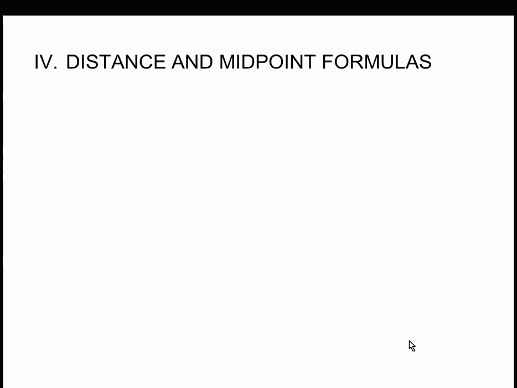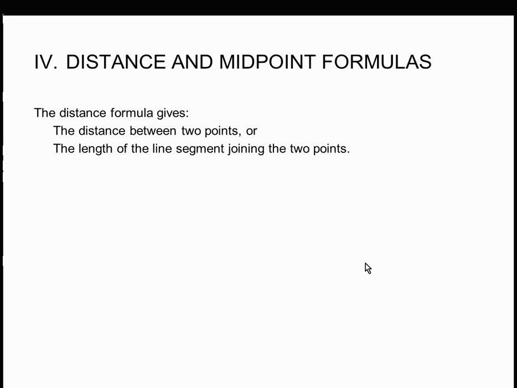Distance and midpoint formulas. Okay, they're just formulas. They're always presented together, but they're just formulas you have to use. So let's start off with the distance formula. The distance formula gives, as its name implies, the distance between 2 points, or, if you remember your days of high school geometry, the length of the line segment joining the 2 points. Remember, the shortest distance between any 2 points is a straight line. So this is talking line segments, not just lines. So it really is just connecting 2 dots.